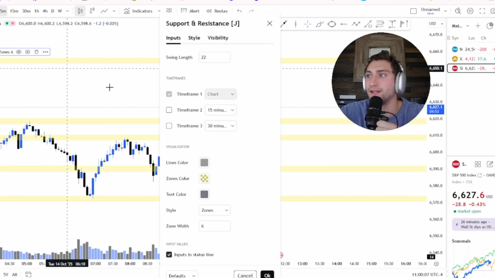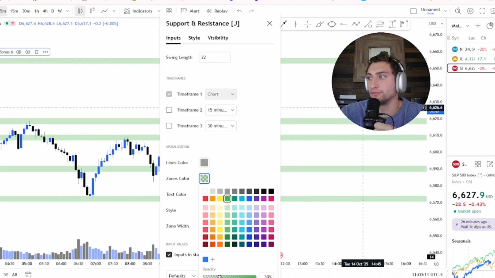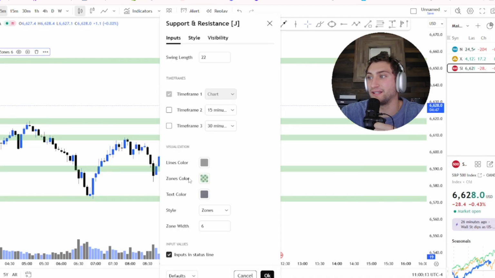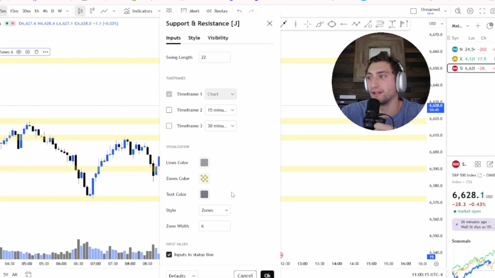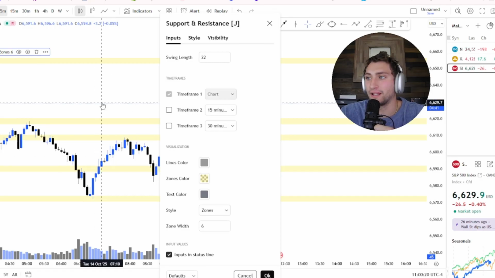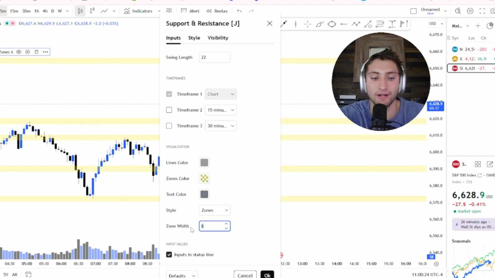Another cool part about it is you can also change the color. So if you like green zones, bang, you got green zones. I like yellow zones personally. That's why I keep it on yellow. Another cool part. Maybe you guys don't like smaller zones. Maybe you want fat zones that outline an entire area. Well, let's go down to zone width. As you can see at the bottom, it's highlighted, and let's change it to 10.